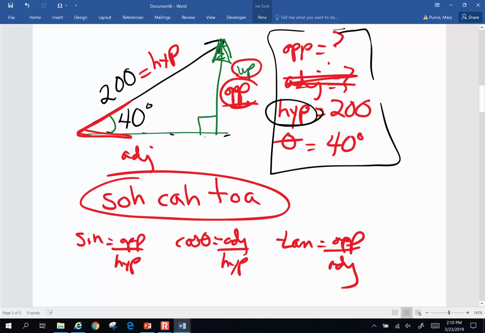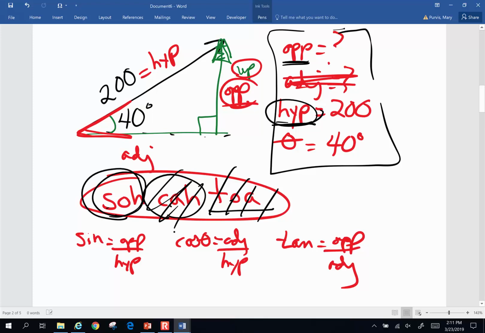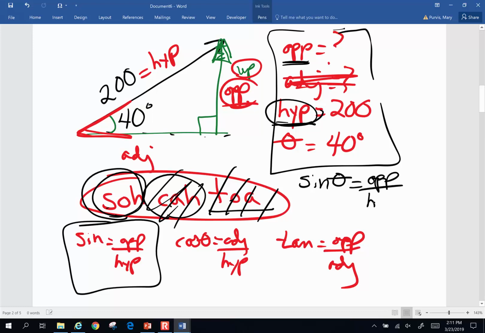And then I'll look at what variables I have and say, okay, I know hypotenuse, so I've got to pick one of these that contains hypotenuse. Well, that's this one or this one. Tangent does not contain hypotenuse. There's no h, so that's not it. I also need one of these that contains opposite, because opposite is what I'm looking for. Opposite's an O. That's going to be this one, not that one. So the equation I'm going to use is sine. So sine of theta is the opposite over the hypotenuse.